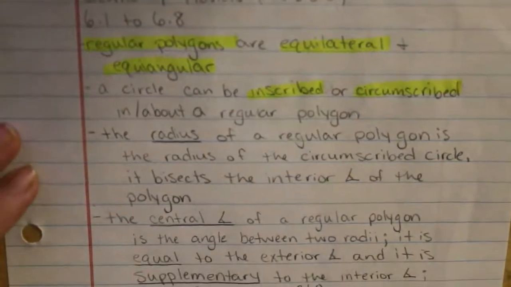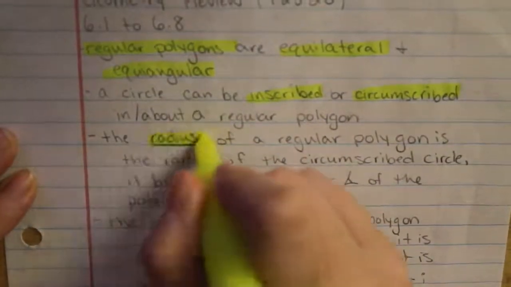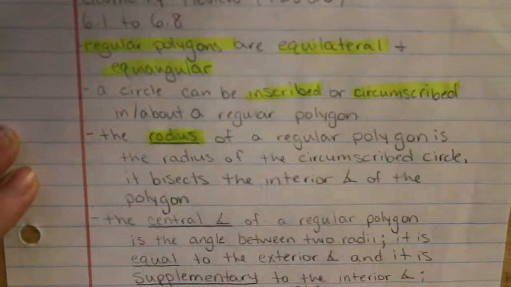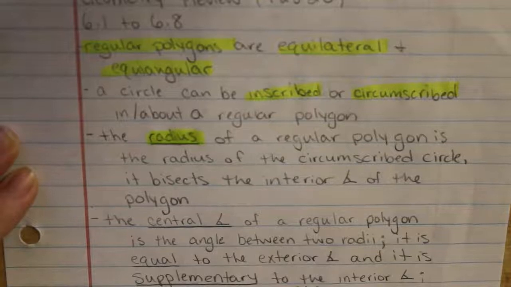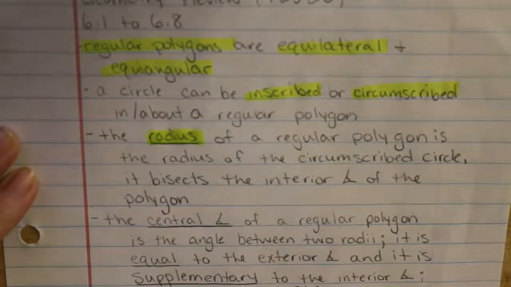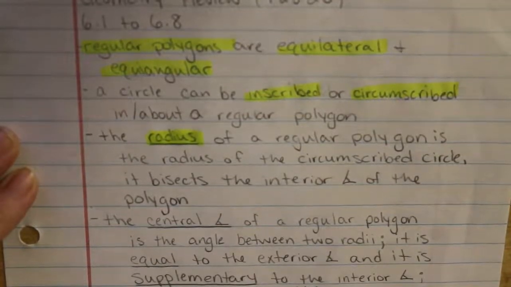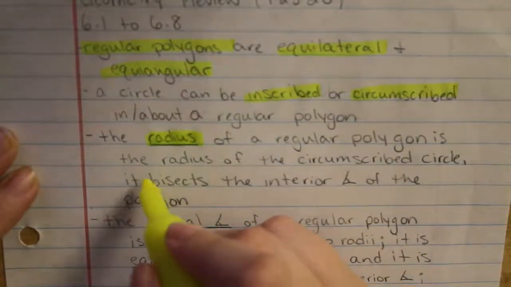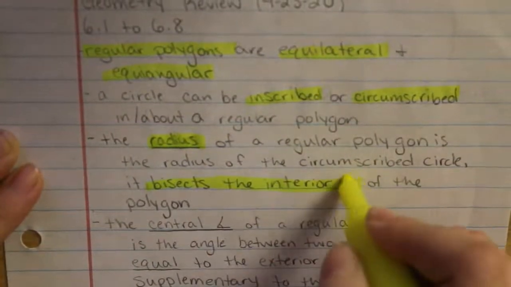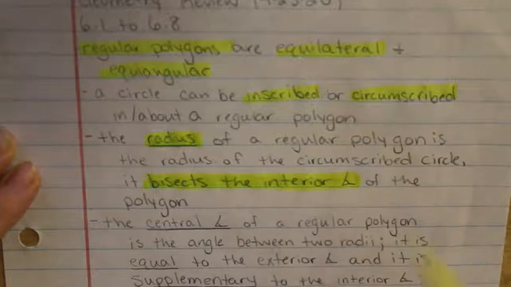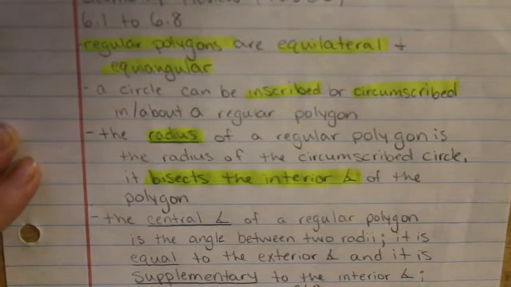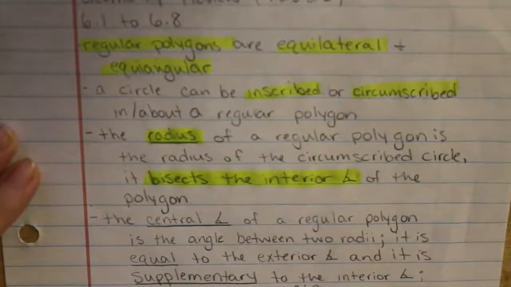The radius of a regular polygon is the radius of the circumscribed circle. That's the one that is drawn around the regular polygon, so outside the regular polygon. It also bisects the interior angle of the regular polygon. That is a key phrase right there.